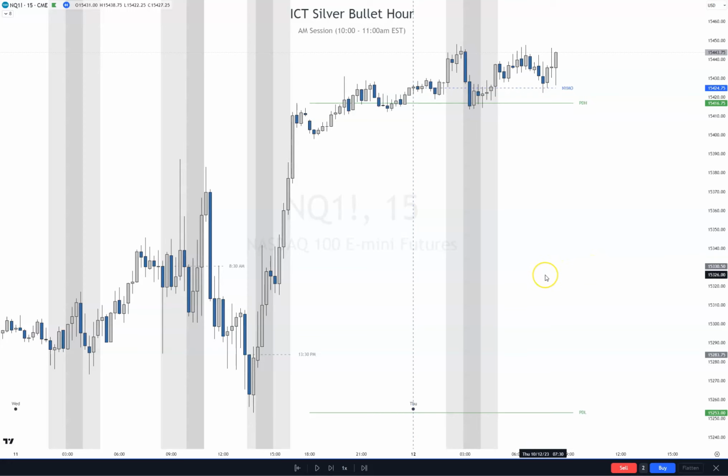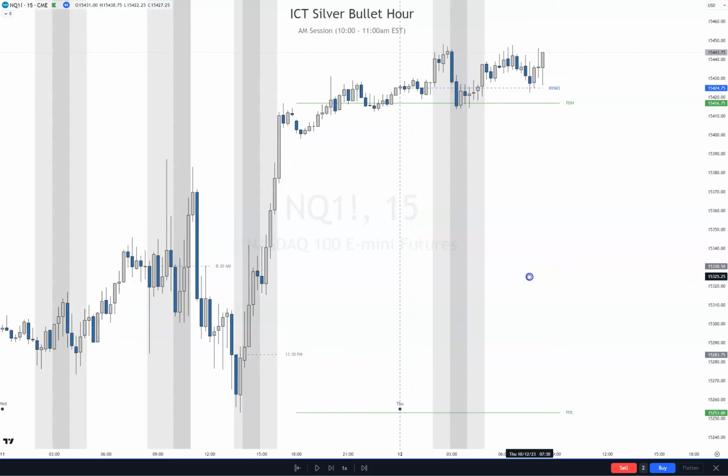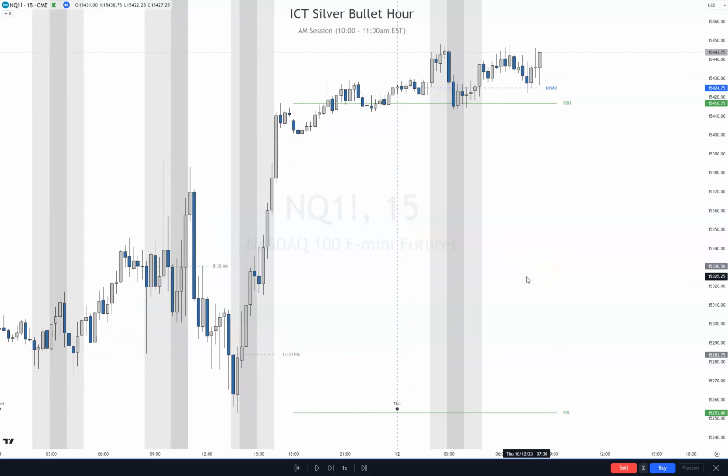Today we're going to do something a little bit different. I'm going to go over the Silver Bullet, the AM Silver Bullet for NQ, and we're going to start on the 15-minute time frame. I'm going to show you the narrative that we walked this down and watched this play out before we take our entry.